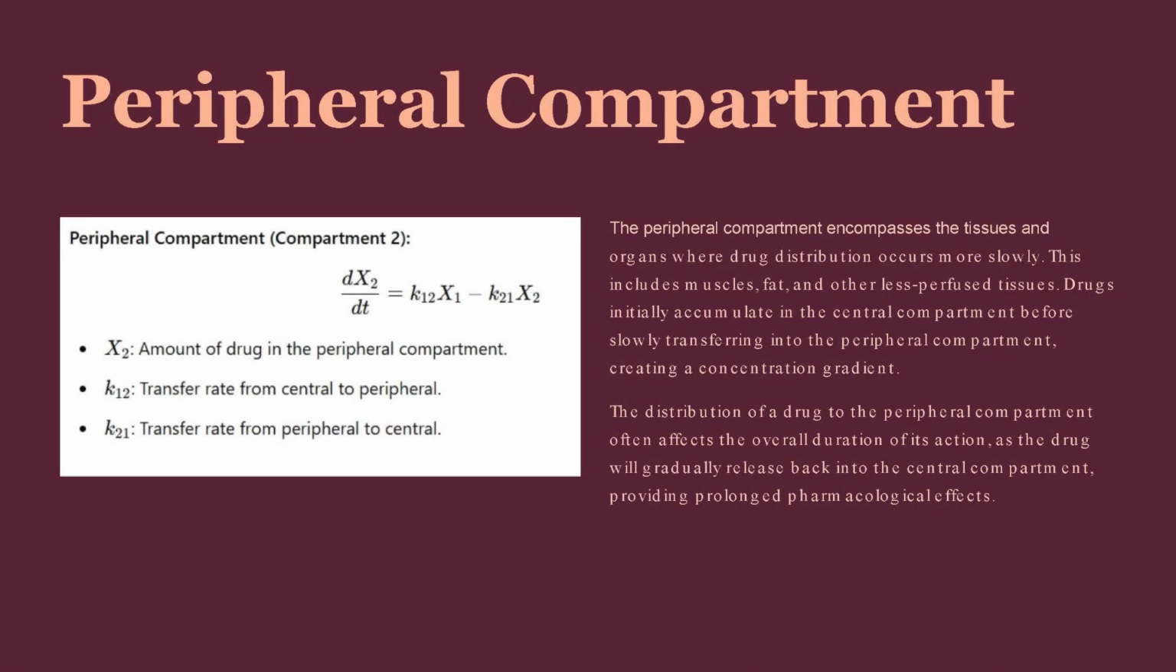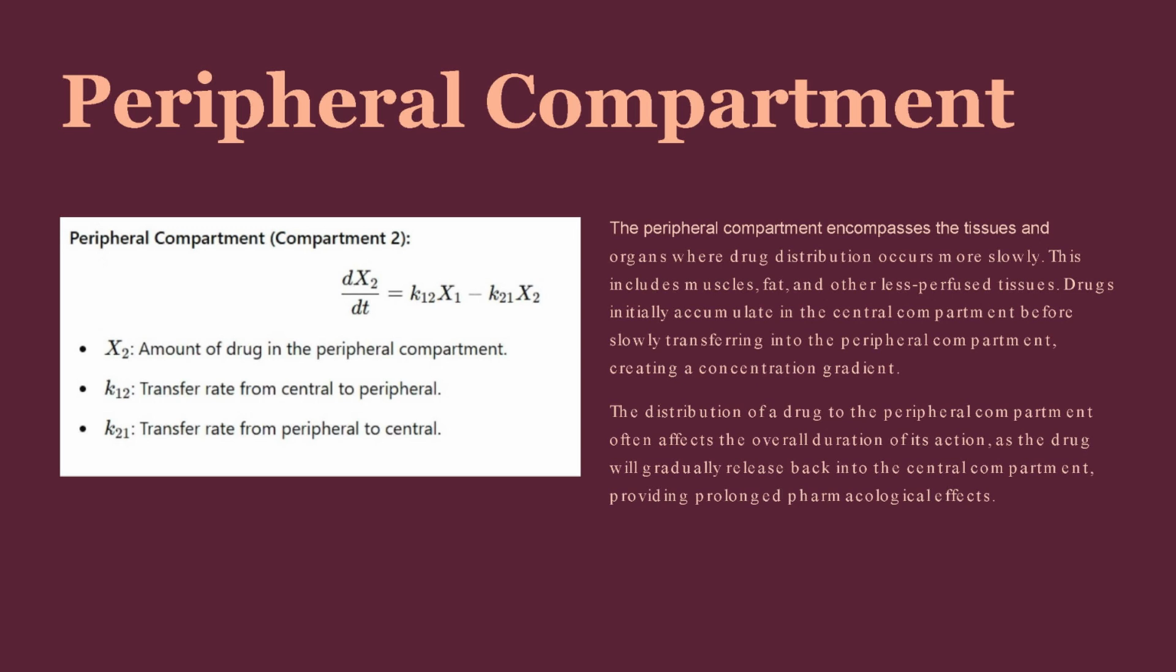Peripheral compartment. The peripheral compartment encompasses the tissues and organs where drug distribution occurs more slowly. These include muscles, fat, and other less perfused tissues. Drugs initially accumulate in the central compartment before gradually transferring into the peripheral compartment. This movement creates a concentration gradient. The slide explains that the distribution of a drug into the peripheral compartment affects the overall duration of its action. Drugs in this compartment will eventually release back into the central compartment, prolonging pharmacological effects over time.